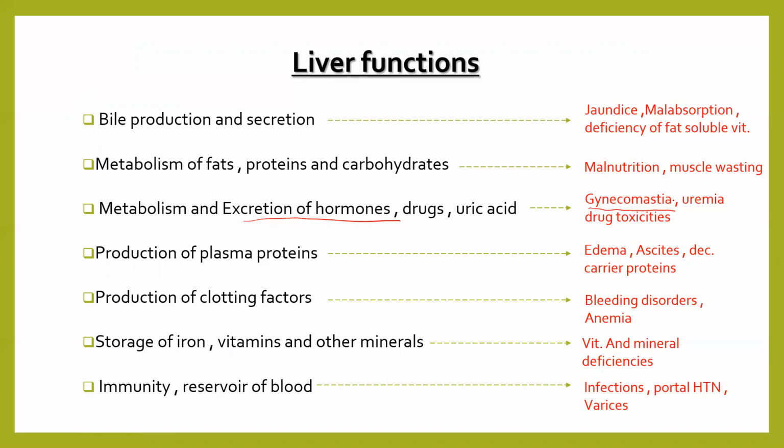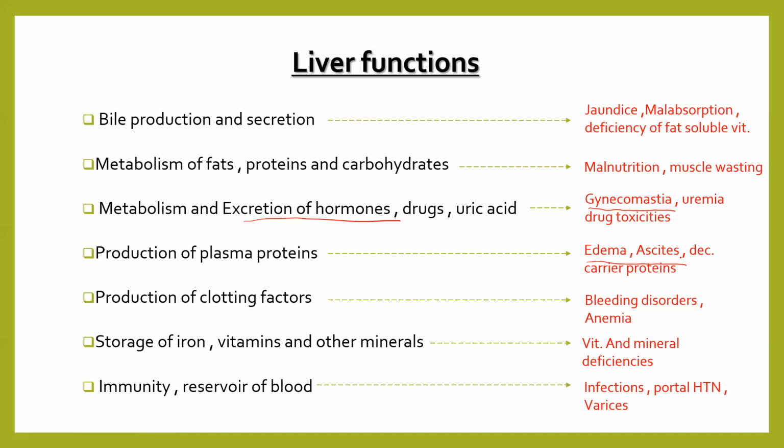Then it also has jobs such as production of plasma proteins, which explains that when we have loss of liver function, we have loss of production of proteins, mainly plasma proteins, which leads to hypotension and allows the intravascular fluid to enter the extravascular spaces and form edema and ascites. And then the liver is also responsible for production of clotting factors, not just vitamin K dependent clotting factors, but also protein C and protein S. So we often see bleeding disorders and anemia.